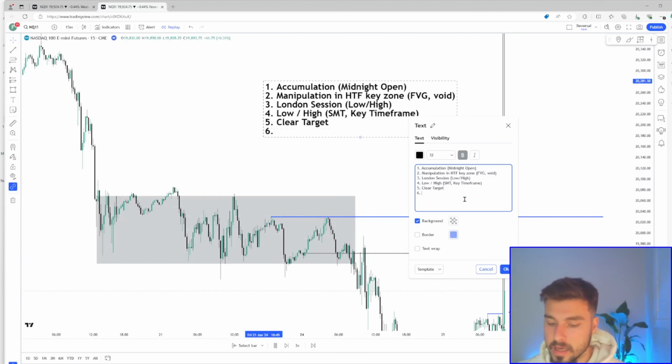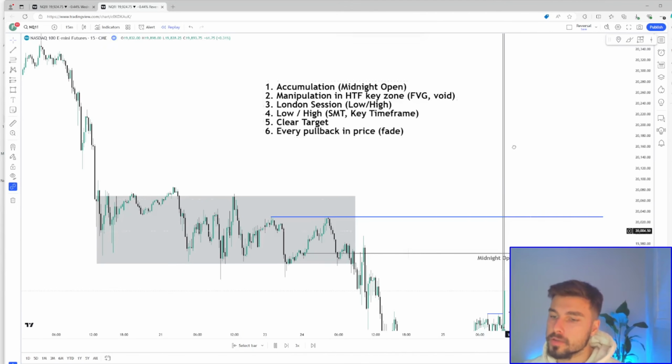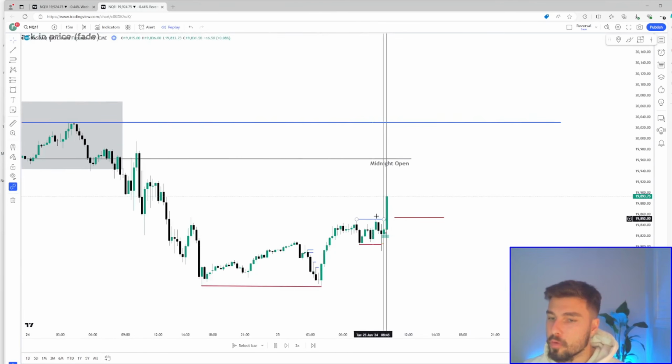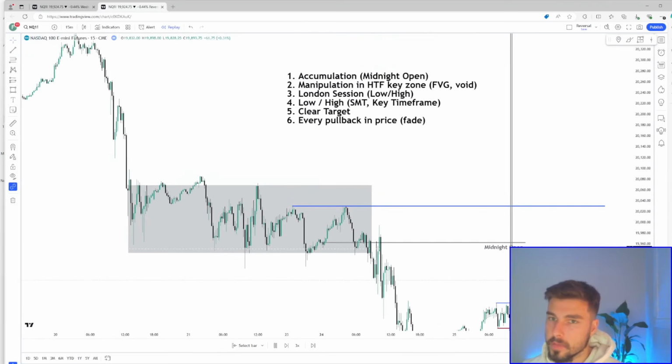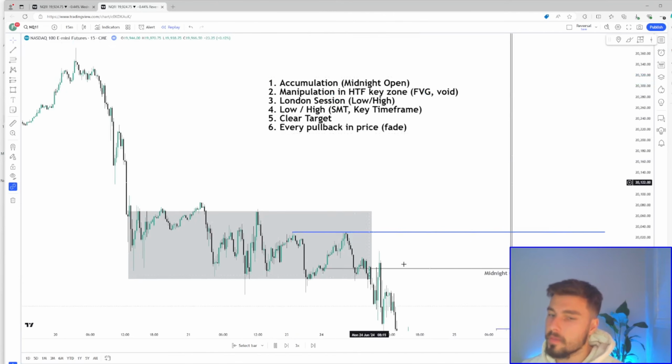And number six, every pullback in price, you fade that pullback. So every pullback in price you treat as a Judas swing. Every pullback here you treat as a Judas swing, pullback here you treat as a Judas swing. Every single time we pull back, you treat that as a Judas swing. These are the notes that I'll be writing down. I'll be marking on the chart yourself.